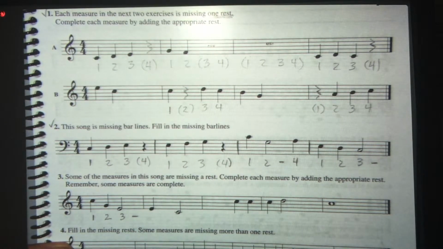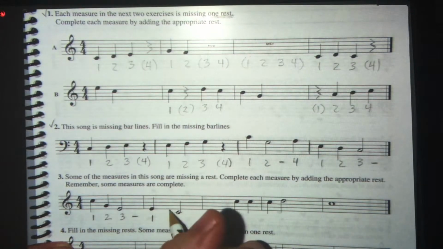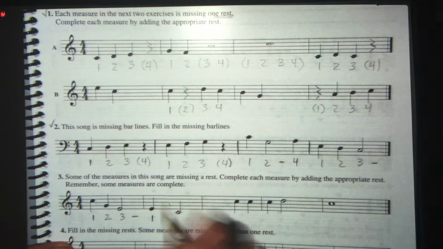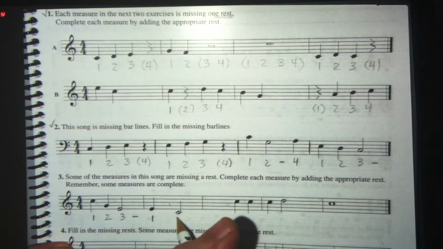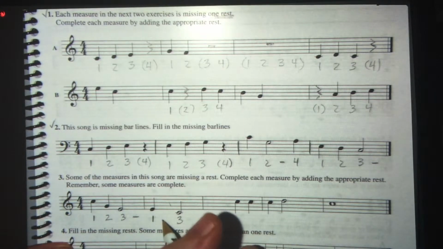That's a complete measure. We don't need to do anything there. Okay, this one is missing something. This is 1, but notice there's a big empty space here between here and here. So I'm going to say that this is 3/4, and then we are missing a 1/4 something.